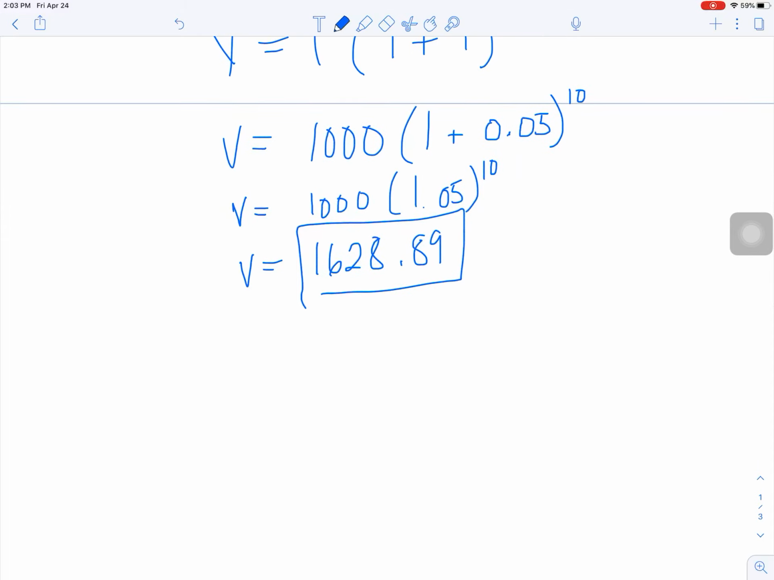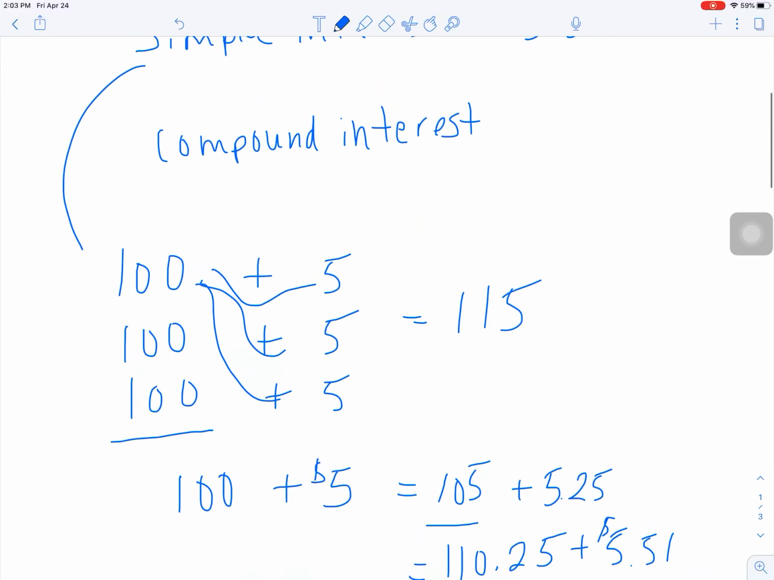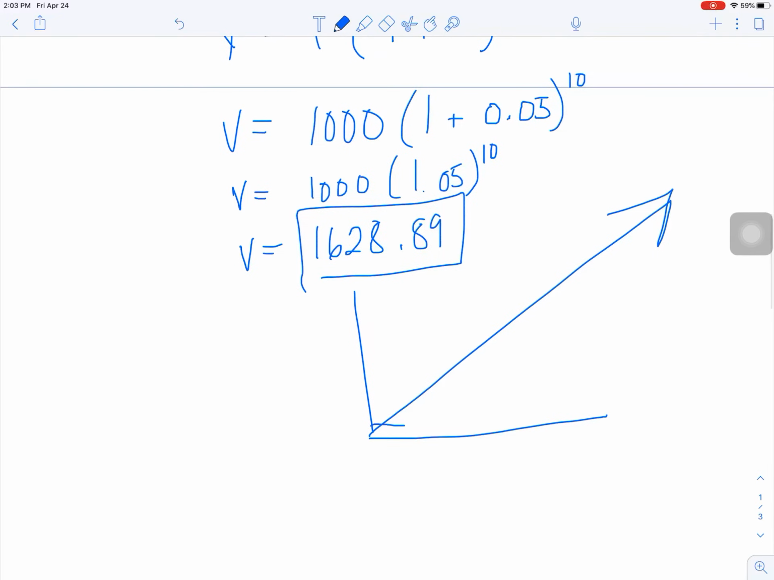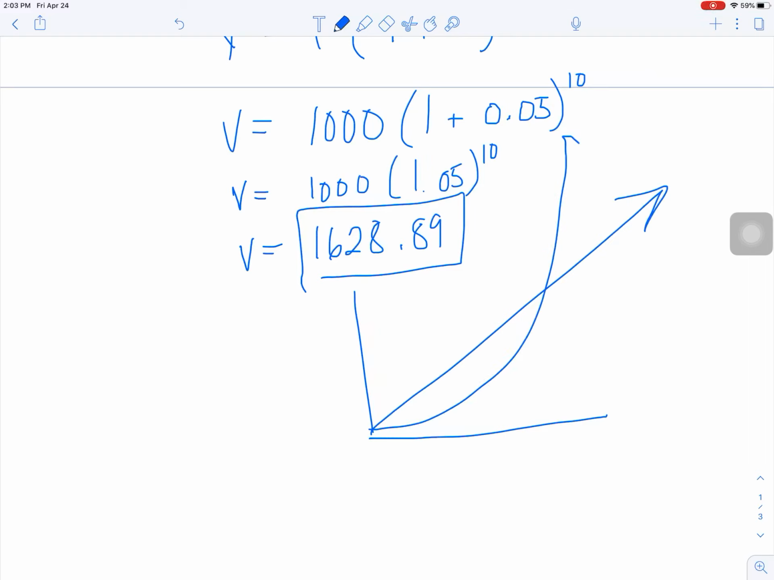Now let's talk about how your money grows with compound interest versus simple. Simple interest is just going to be a line because, as you saw earlier, we just add 5 every year, so it would be a nice straight line going up. But with compound interest, you're going to see this. The curve goes very fast all the way up. So compound interest grows exponentially, very fast, because it keeps adding that value to it.